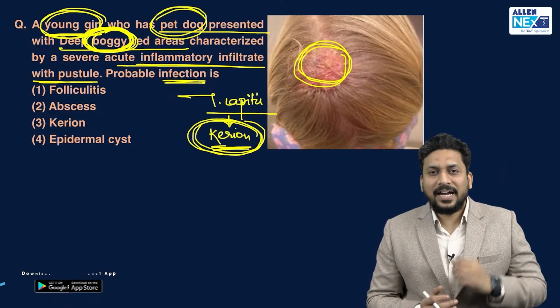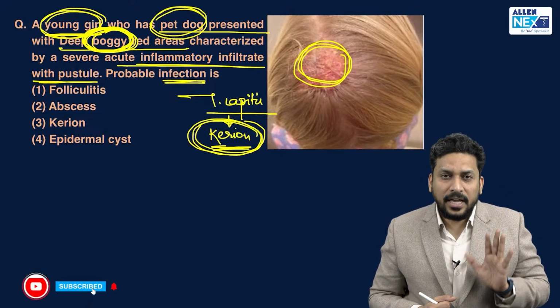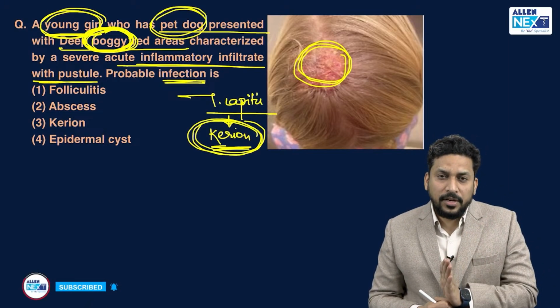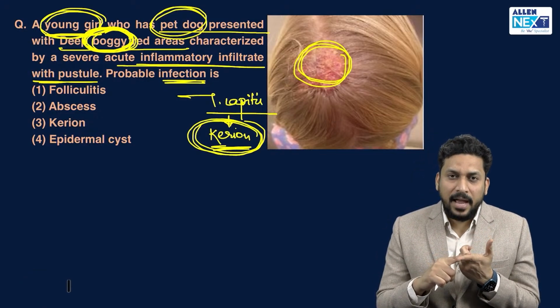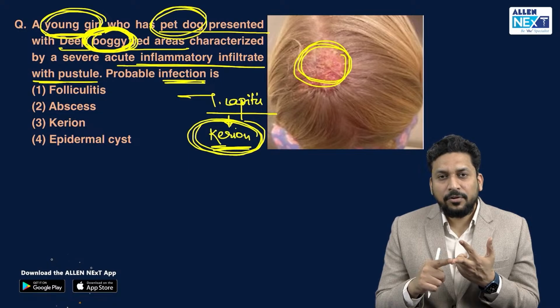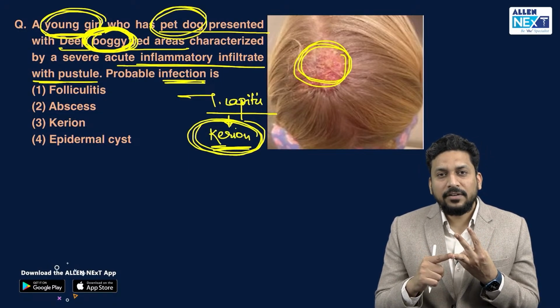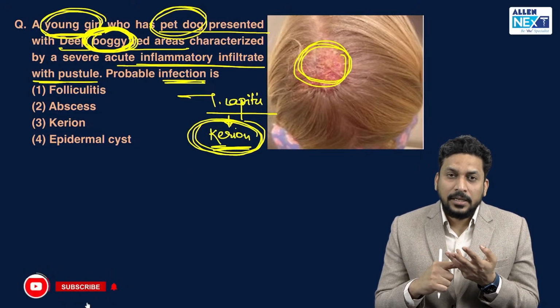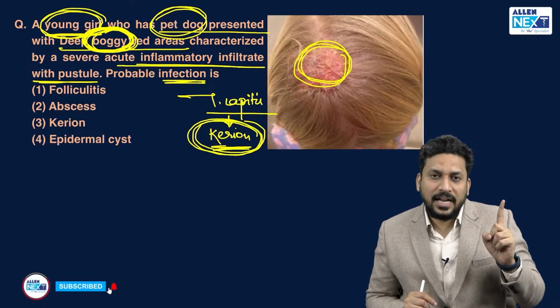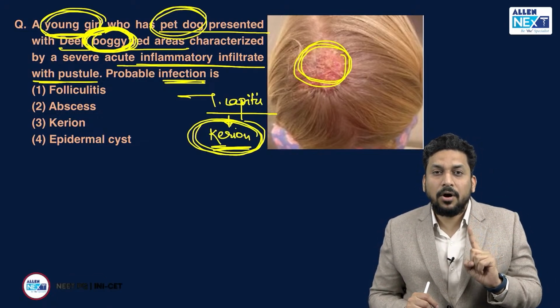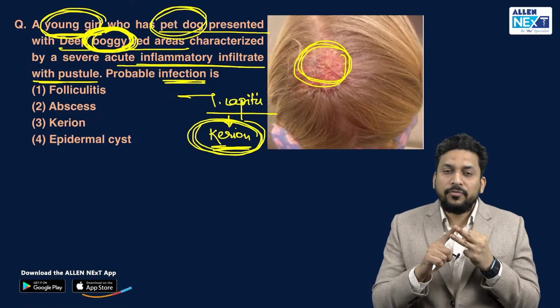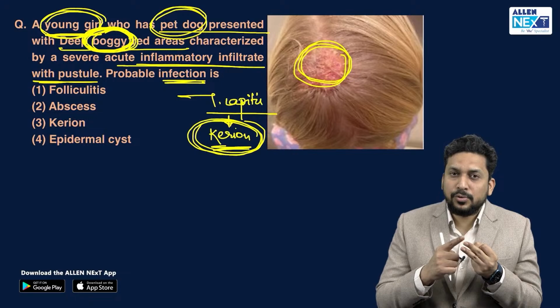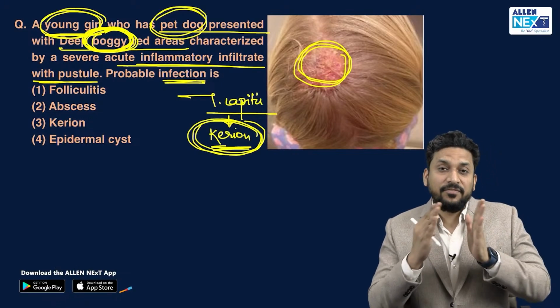Remember that in microbiology, you might have read about anthropophilic, zoophilic or geophilic species. Anthropophilic are transmitted from man to man, zoophilic are transmitted from animal to man, and geophilic are transmitted from soil to man. Anthropophilic species generally cause the non-inflammatory type of tinea, unlike zoophilic and geophilic, which are transmitted from animal and soil to man and can cause the inflammatory type.